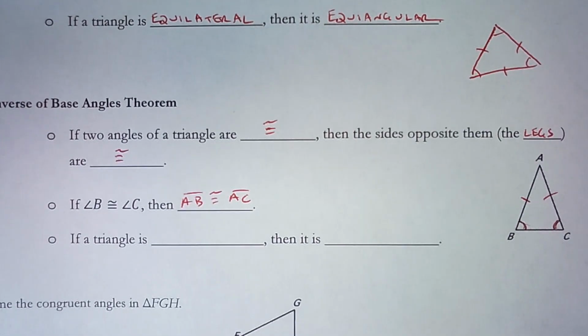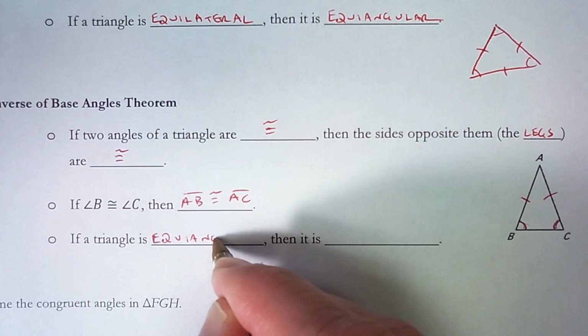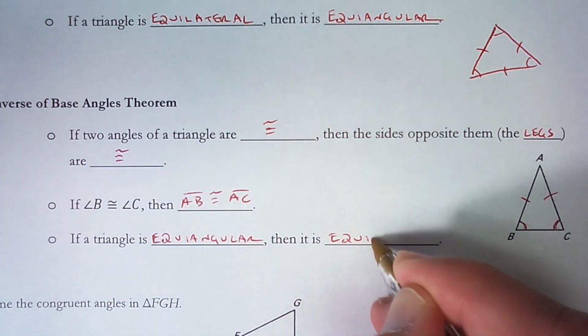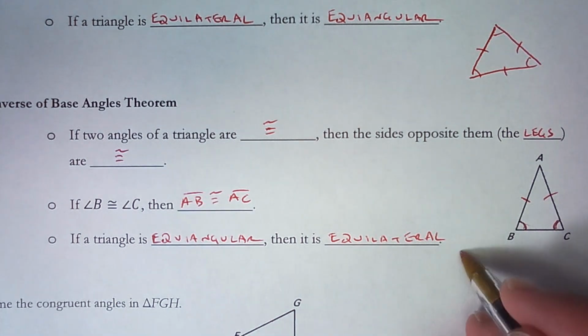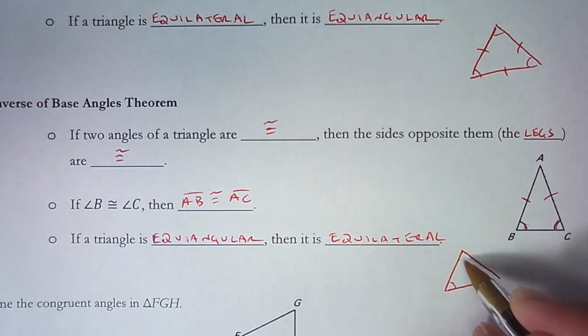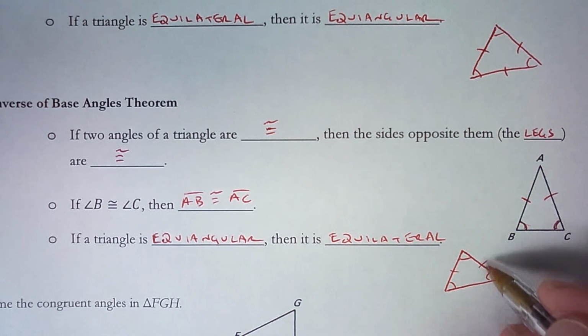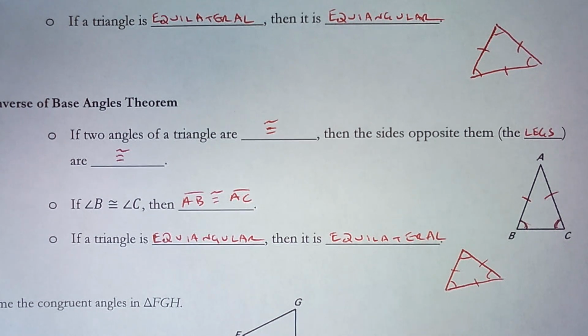And if a triangle is equiangular, then it is equilateral. So if you see a triangle like this, all three angles are congruent, then you know all three sides must also be congruent. An equilateral triangle is always equiangular, and an equiangular triangle is always equilateral.